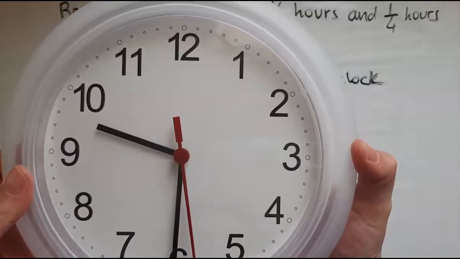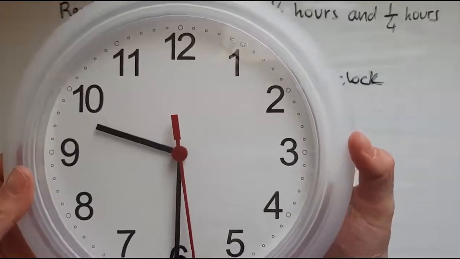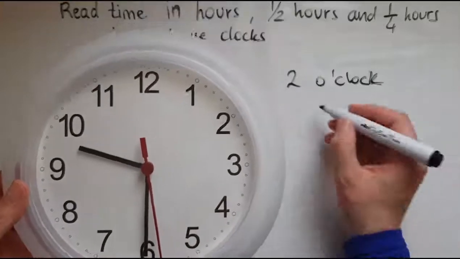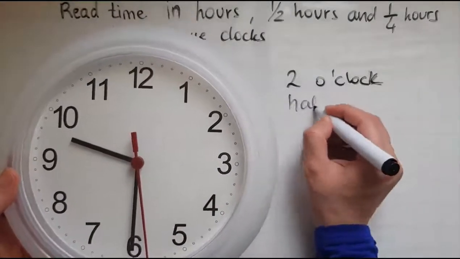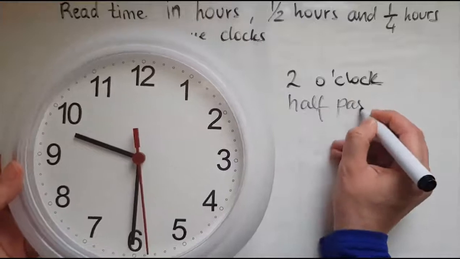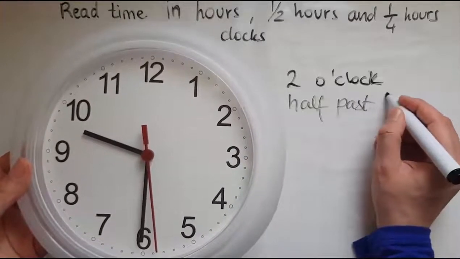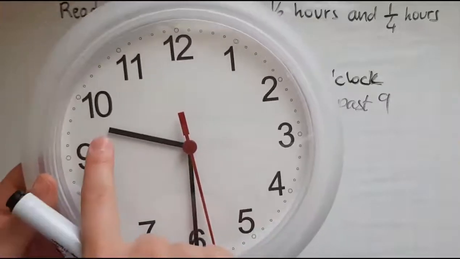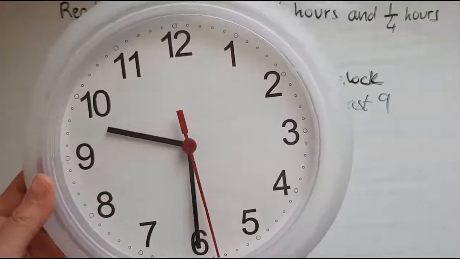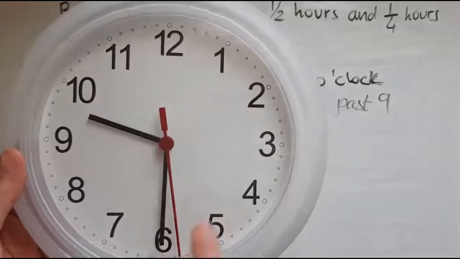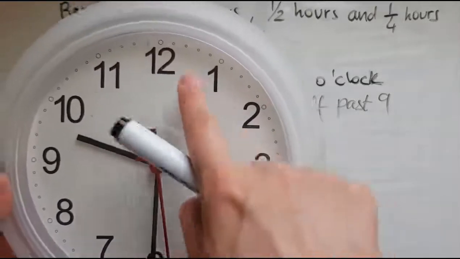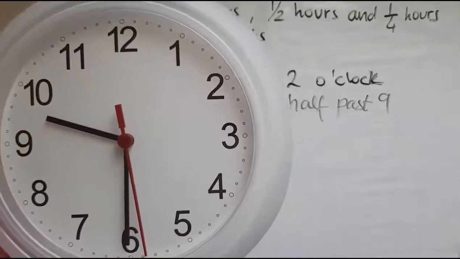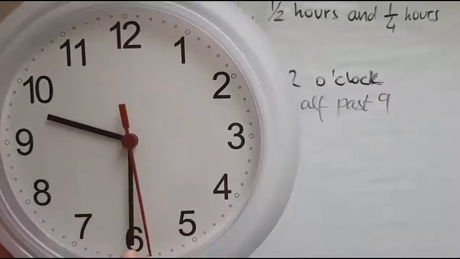So when you see the minutes hand on the 6, it means half past. So this is now half past 9. It's past 9, so it's half past 9, half an hour past 9, which is 30 minutes past 9. So that explains half an hour.